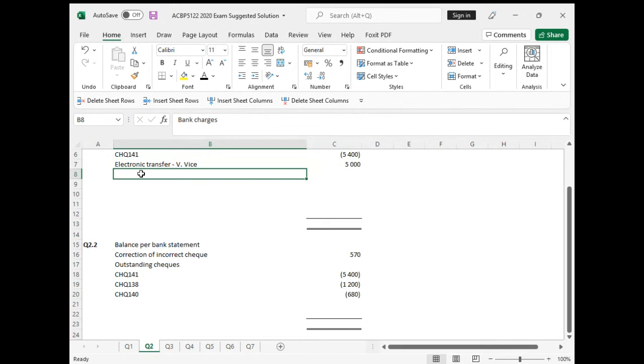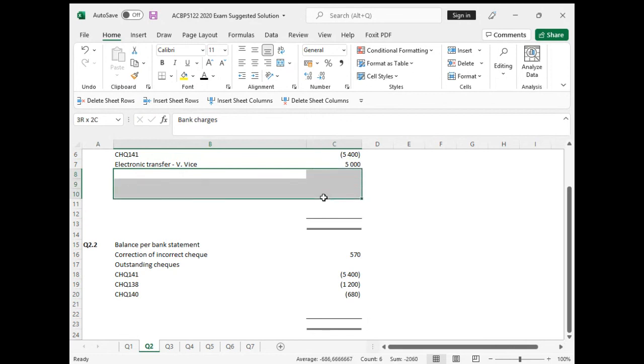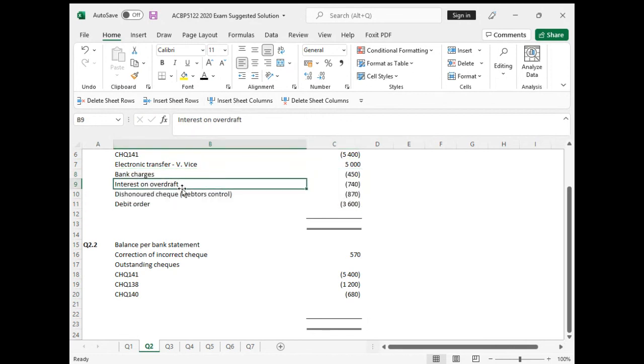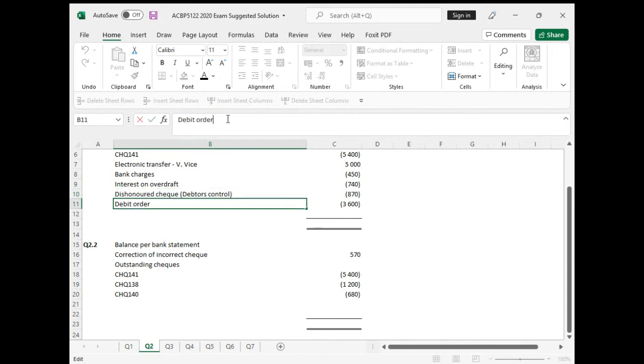Okay. Then 2.9 is all the charges which have gone through the bank statement but have not been shown on our cash book payments. So you do the bank charges, your interest on your overdraft, your dishonored check. Now remember, dishonored checks go to debtors control. So you could also have written the debtors control, and then your debit order, and you need to indicate it is for insurance.